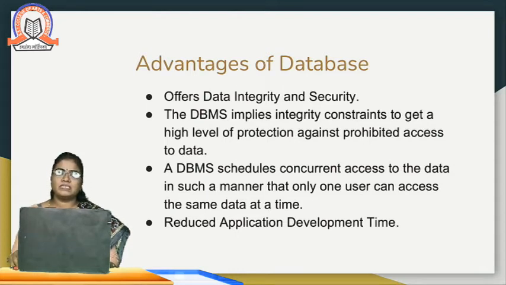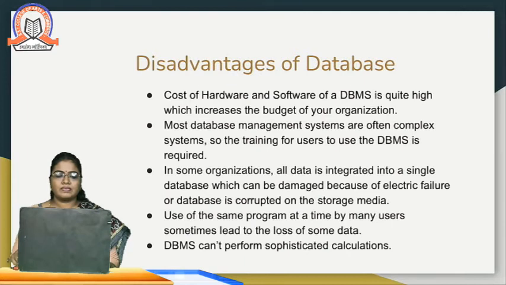The DBMS implements integrity constraints to get a high level of protection against prohibited access to data. A DBMS schedules concurrent access to the data in such a manner that only one user can access the same data at a time. So this is the main use of a DBMS. At a time many users can use the data with permission. Reduced application development time is also there in a DBMS. We have seen the advantages of a DBMS.